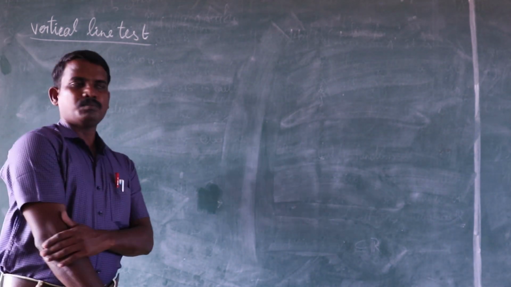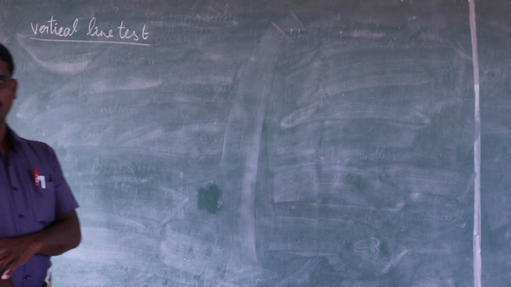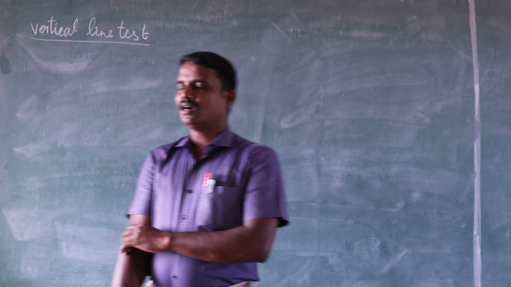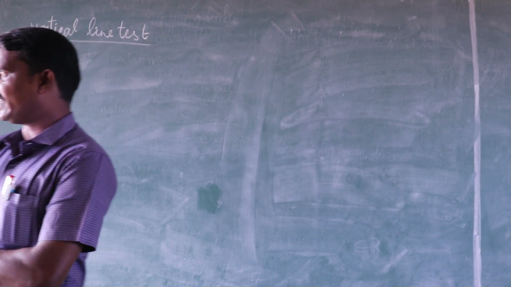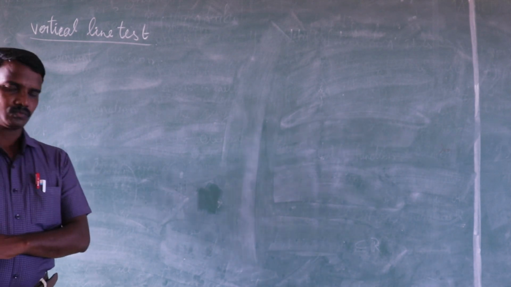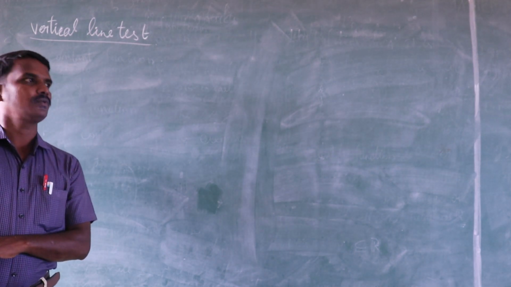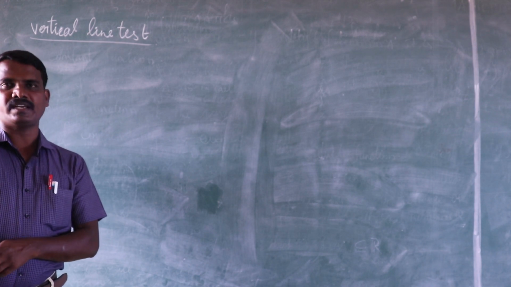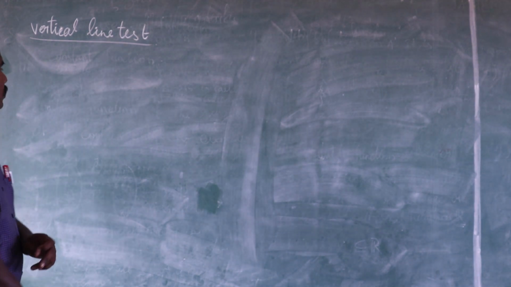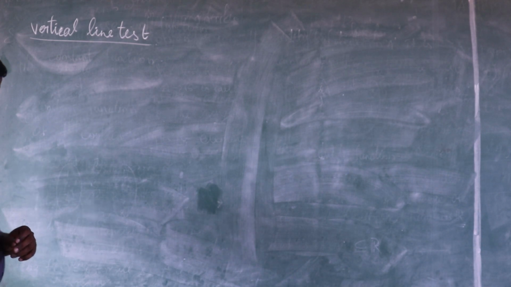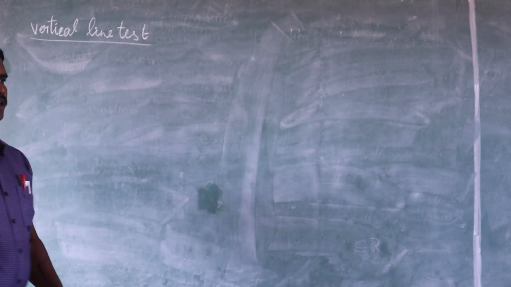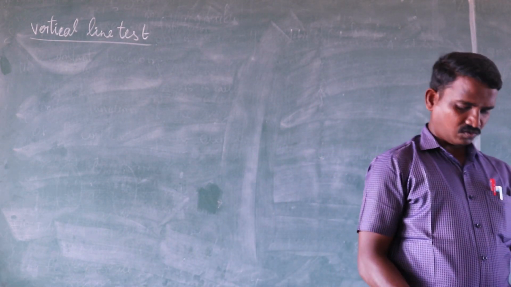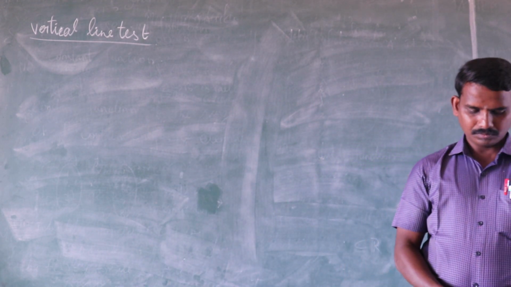Vertical line test is nothing but we can draw a curve on a graph sheet. In a graph, we can draw a curve that intersects at most one point, that is, only one point. You can draw any vertical line, and if it meets the curve at most at one point, it is called a function. That is the vertical line test.